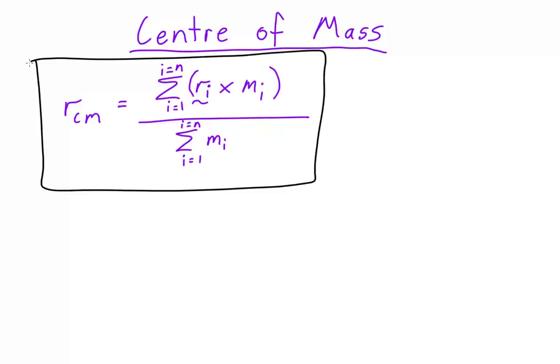That's how you deal with center of mass if you have discrete point masses. But the question is, what happens if you have a continuous fluid or a continuous object and you want to know its center of mass? Stay with us in the next video to find out.